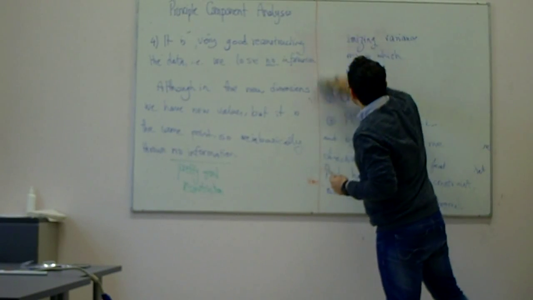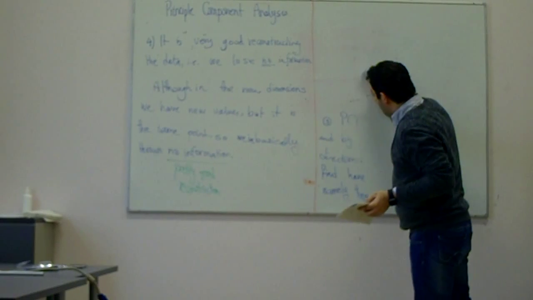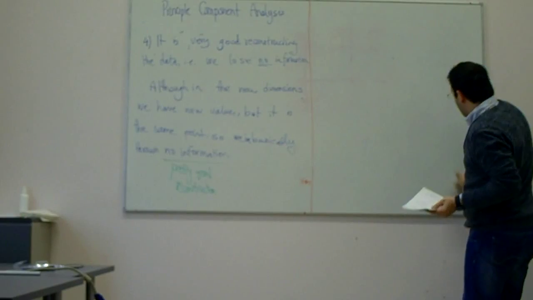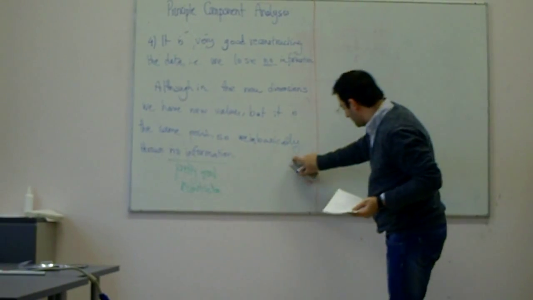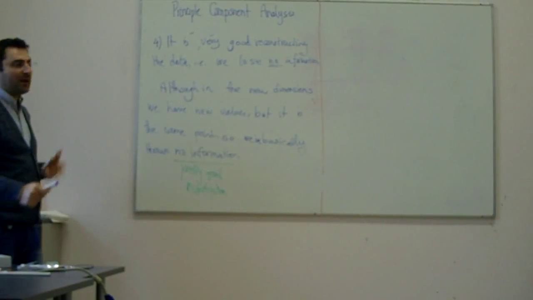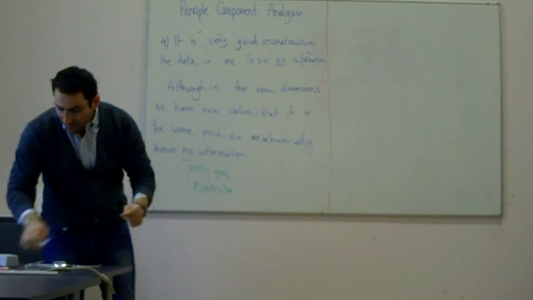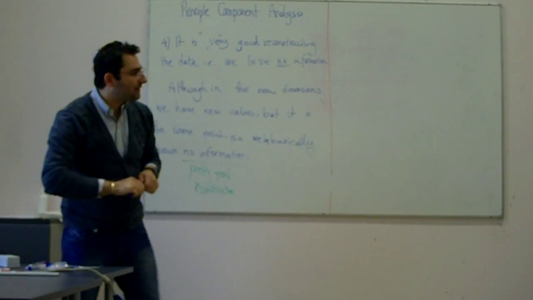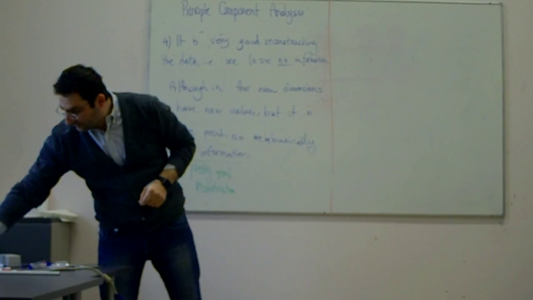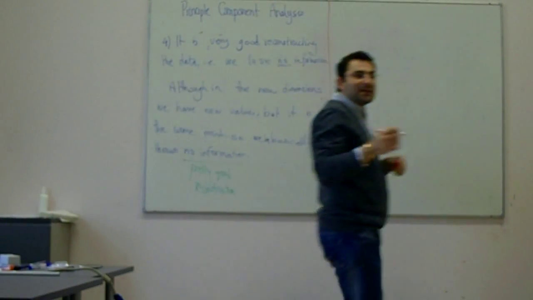So the question is, okay, we change our, let's call it coordinate, but what does this principal component analysis do that makes this new coordinate better? What it does is this.